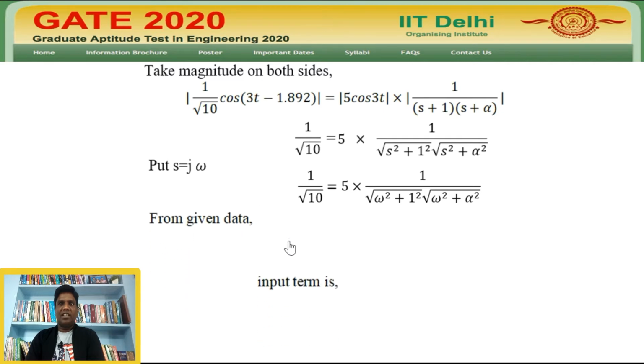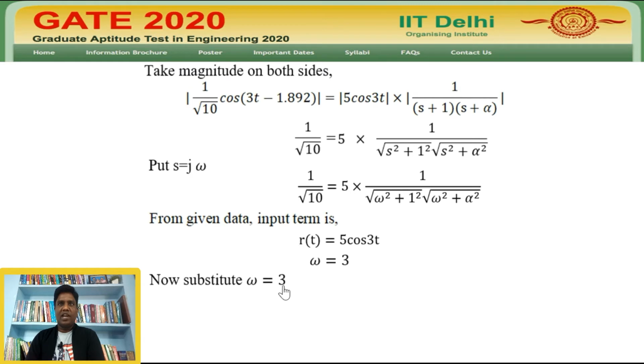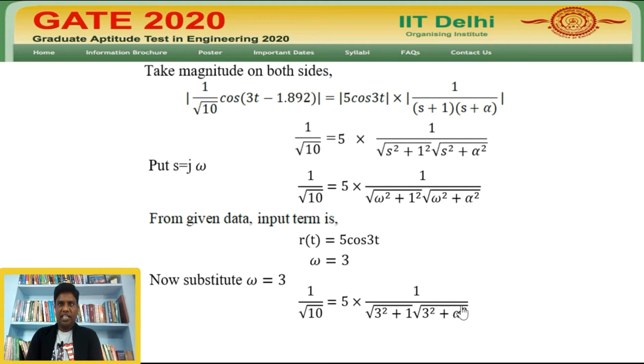From the given data in this question, the input term is r(t) equal to 5 cos 3t, and its angular frequency is omega equal to 3. Now substitute omega equal to 3 in this equation. Then the equation will be 1 divided by root 10 equal to 5 into 1 divided by root of (3 square plus 1) into root of (3 square plus alpha square). In the denominator on the right hand side, 3 square is 9. Then the equation will be 1 divided by root 10 equal to 5 into 1 divided by the root of (9 plus 1) into the root of (9 plus alpha square).